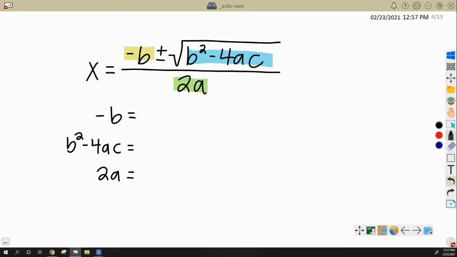All that means is anywhere you see A, B, or C, you're going to put parentheses and fill that in with A, B, and C. So that one will be negative b. This one will be b squared minus 4ac. And then this one will be 2a. So that means every single time, just like we've been doing, if it's a quadratic, you're going to be able to find A, B, and C, right? We've been doing that for months.